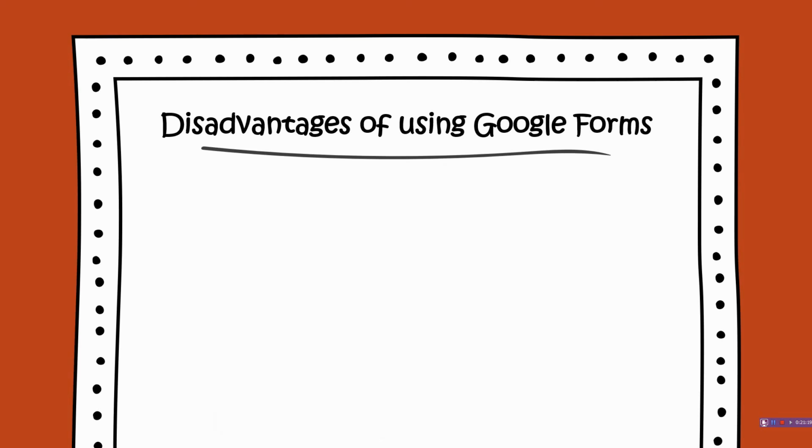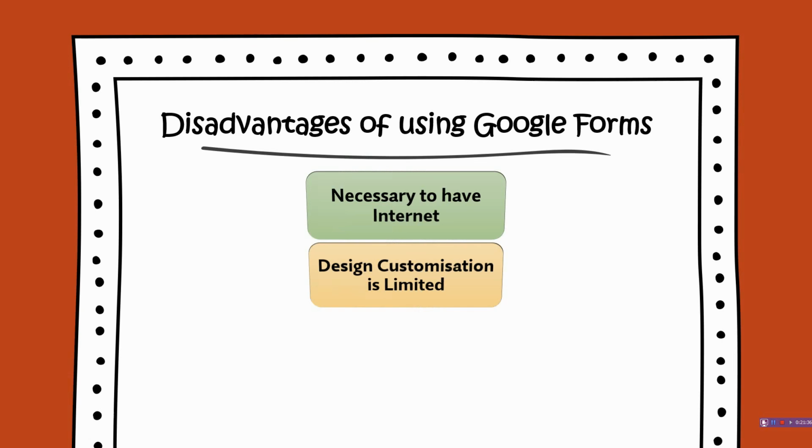Now, let us move on to the disadvantages of using Google Forms. The first one is necessary to have internet. Yes, if you want to use Google Forms, then you have to have internet to use this facility of Google. Next one is design customization is limited. The design customization is very limited. Advanced users can change the design to use the tool for a greater number of purposes.